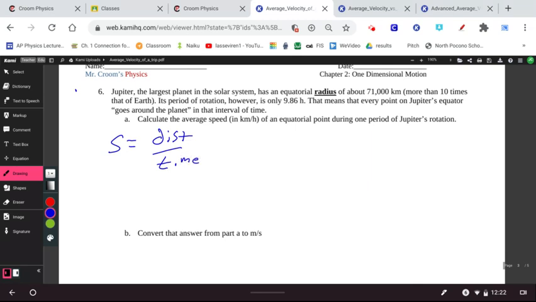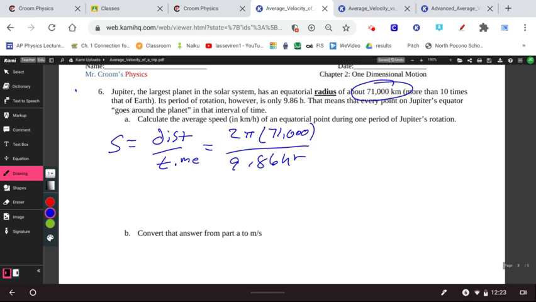We know the time is 9.86 hours. We need the distance, and we know the radius, so we need to realize that the circumference is equal to 2 pi r. So it would be 2 pi times the 71,000. That's how you would calculate the speed.